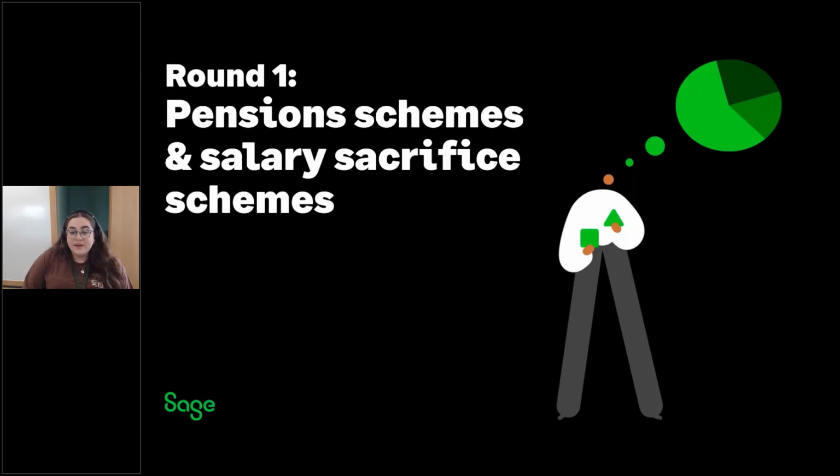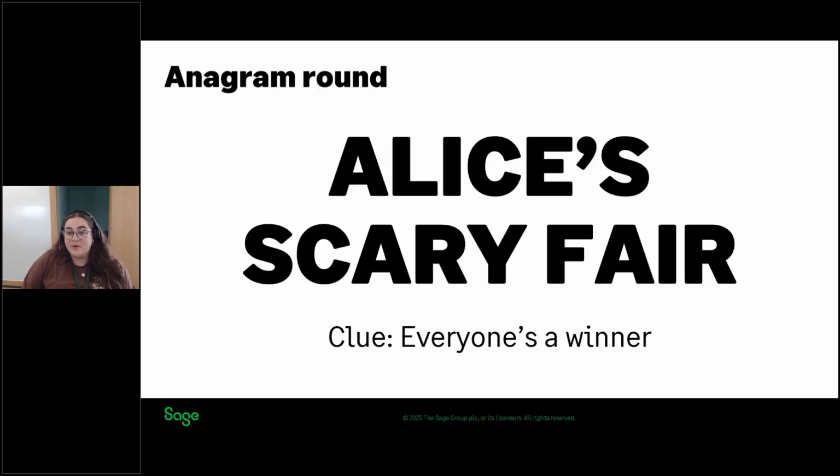Perfect. So those were your questions for round 1. We will go ahead now and find out what the answers are. While we go through the answers, we do have our first anagram of the quiz for you to figure out too. If you figure it out, pop your answer in the questions panel and we will reveal it at the end of the round.